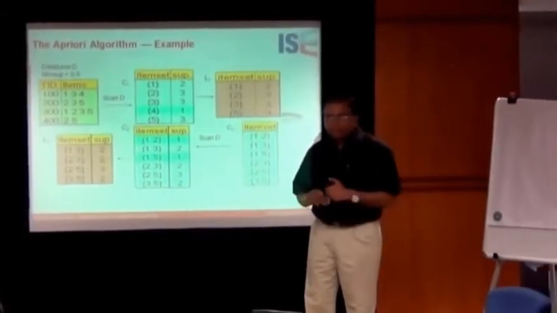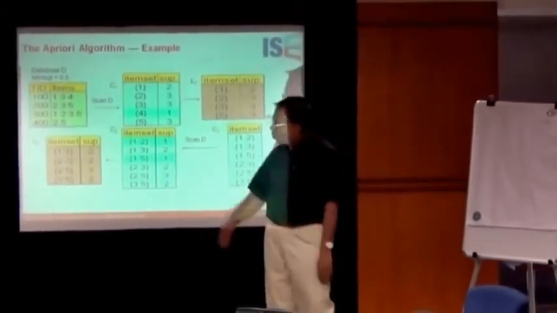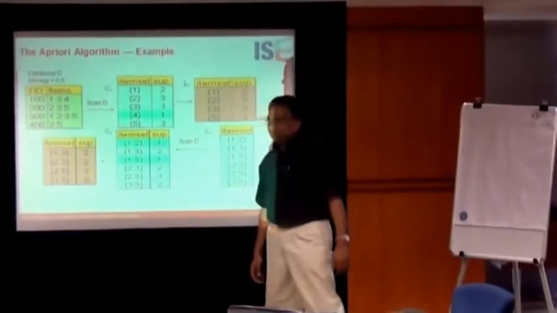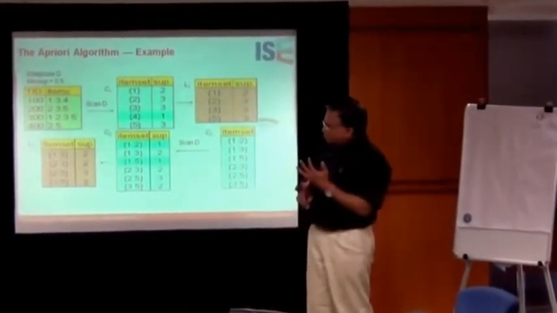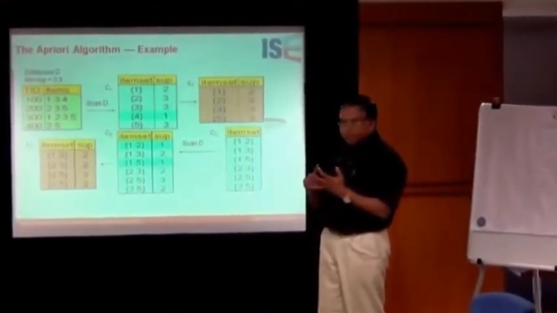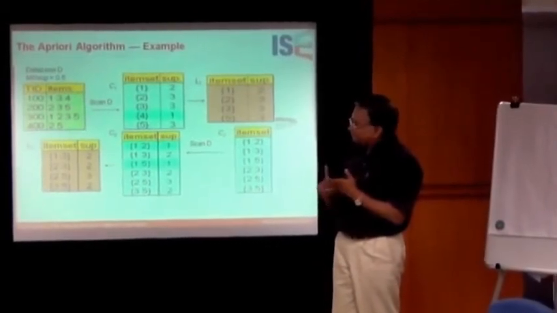Now what would be the next step? What combinations will we consider? 1, 2, 3. 1, 3, 5. 2, 3, 5.